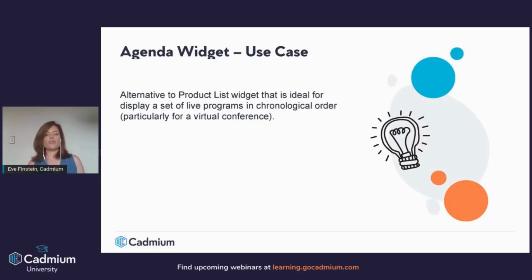So when COVID first hit, and we suddenly had a rush of clients that were taking all of their in-person events and making them virtual, we very quickly realized we don't have a great tool to showcase sessions that are happening in a chronological order. We had the product list widget, but it really wasn't designed to show chronological order. So for a little while there, John and Parrish were having to HTML code these agenda pages, which, as you can imagine, was a lot.